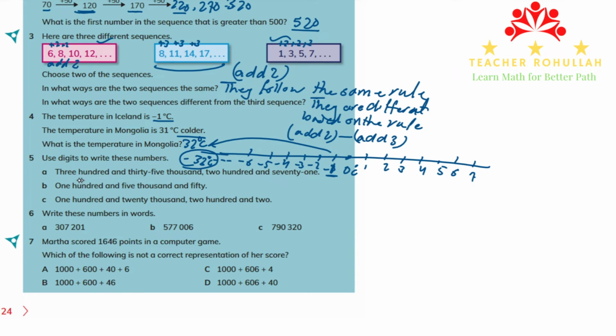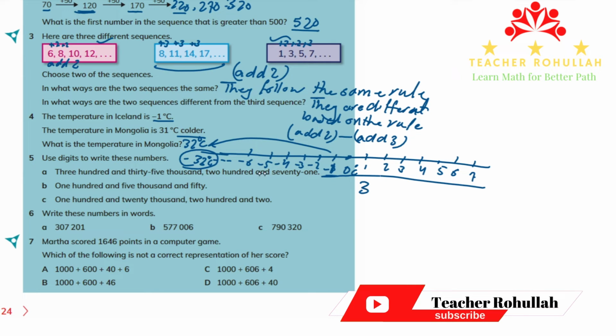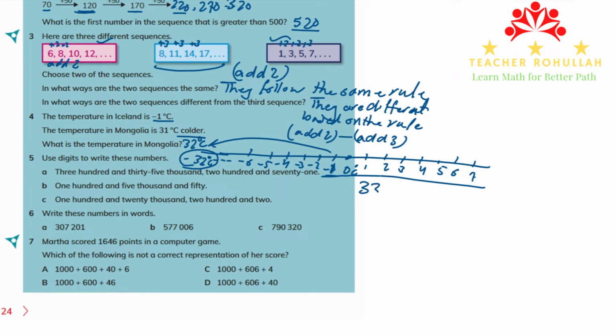The first number says 335,000. Let me draw a line here. 335,000. Then we can give a comma. Then 271. It is confusing for some of the students how to use digits. This is how you can use digits.